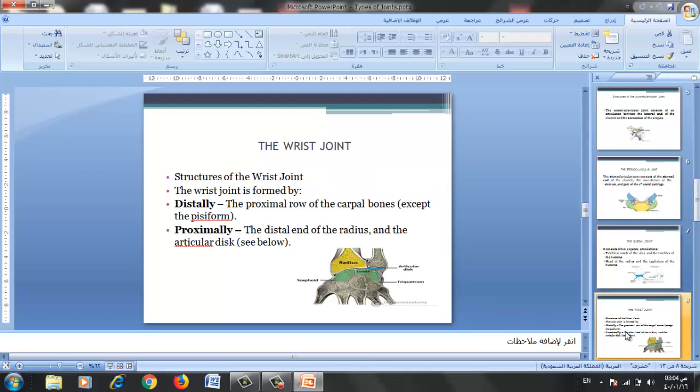The wrist joint. Structure of the wrist joint. The wrist joint is formed distally by the proximal row of the carpal bones, except the pisiform, and proximally by the distal end of the radius and the articular disc.